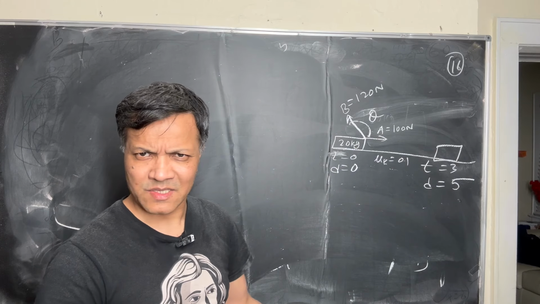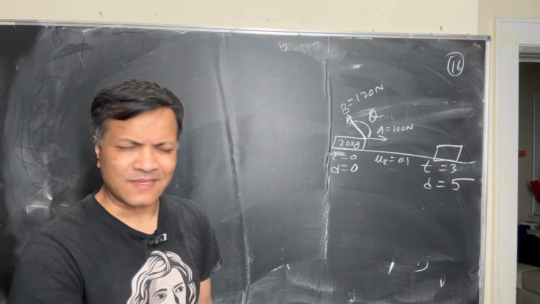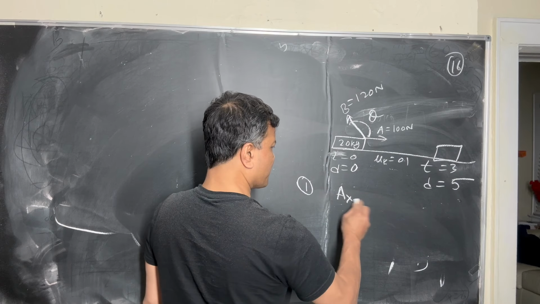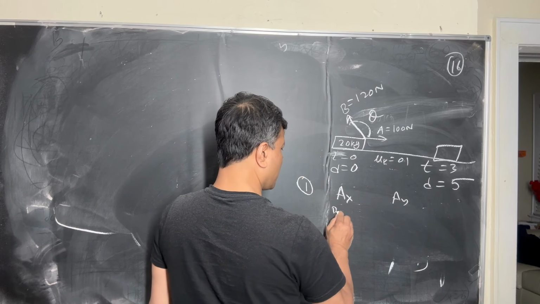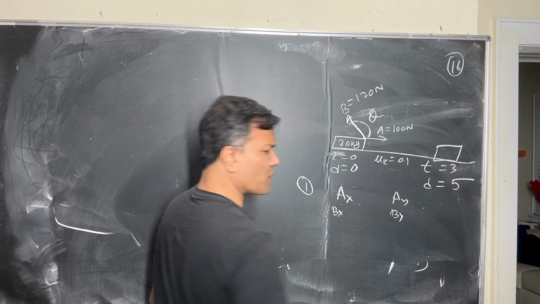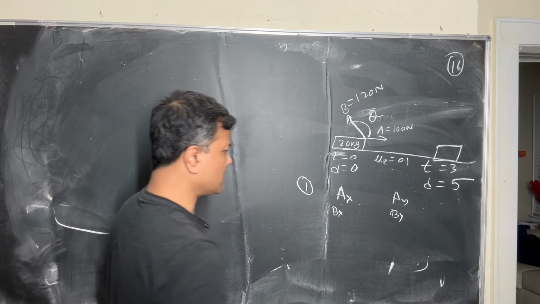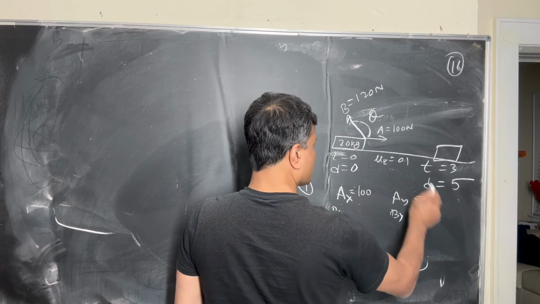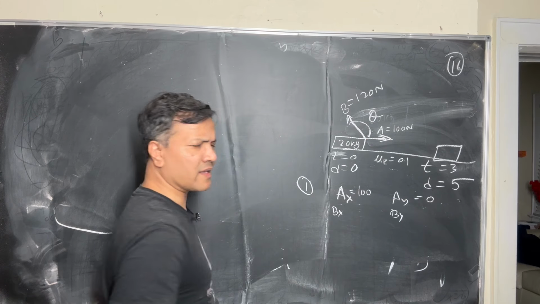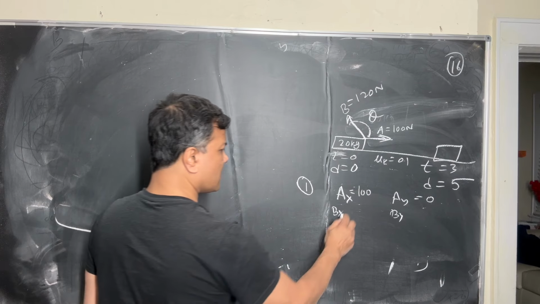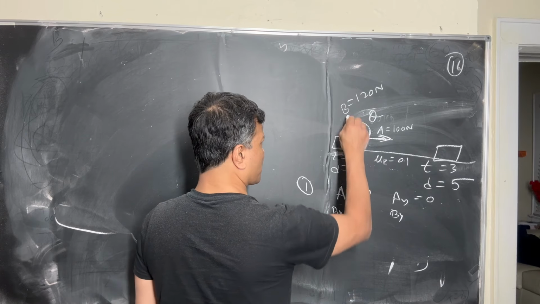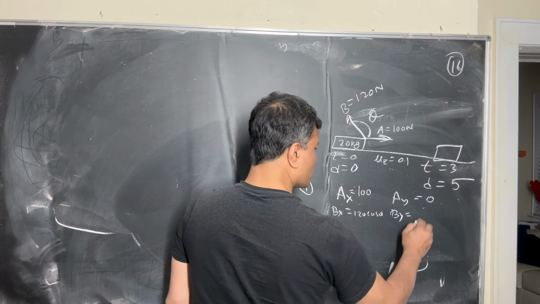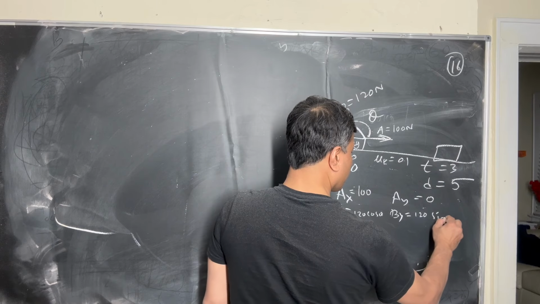It's seemingly a very easy problem. It is actually easy. All right, so step 1, we're going to write ax, ay, bx, by. Now you pause the video and do that. Okay, so ax is 100. Ay is 0 because A doesn't have a y component. B has an x component and a y component. So 120 cosine theta and 120 sine theta.